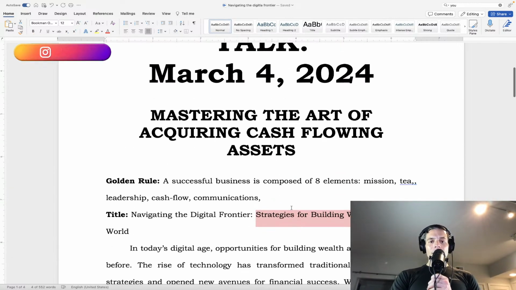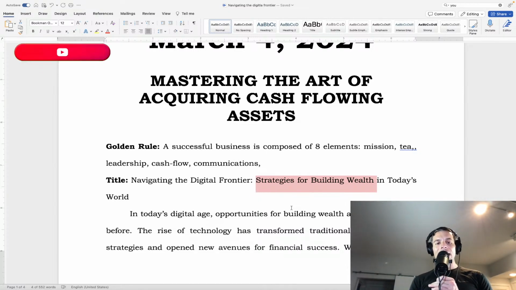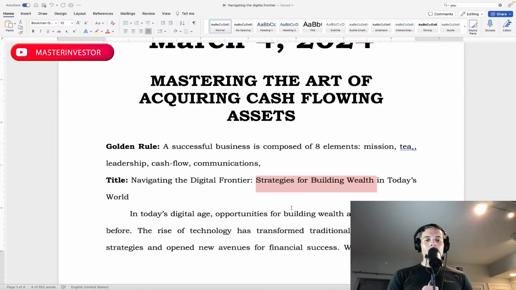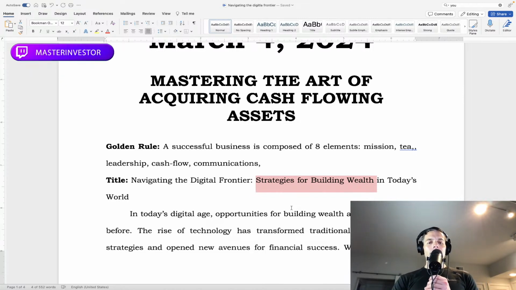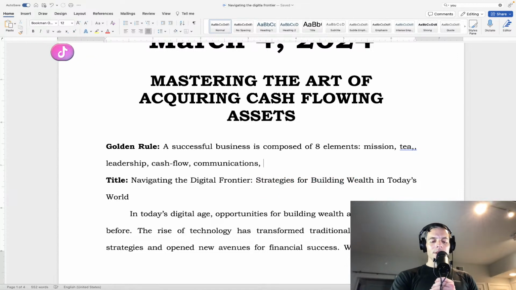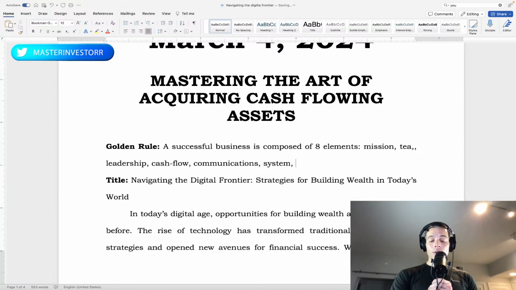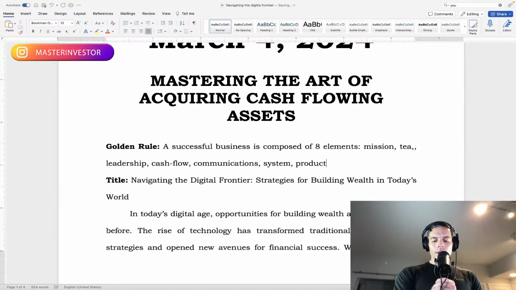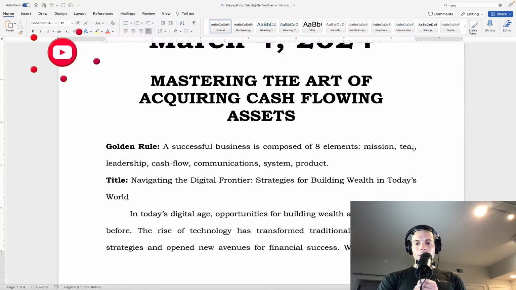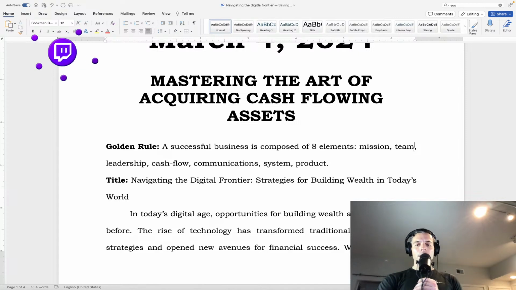Today's March 4, 2024, Mastering the Art of Acquiring Cash Flowing Assets. Today's golden rule is a successful business is composed of 8 elements: mission, team, leadership, cash flow, systems, legal, and product. A lot of people think the product is the most important aspect of a business, but it's not. If a business doesn't have the other elements, then that business will be a failed business.